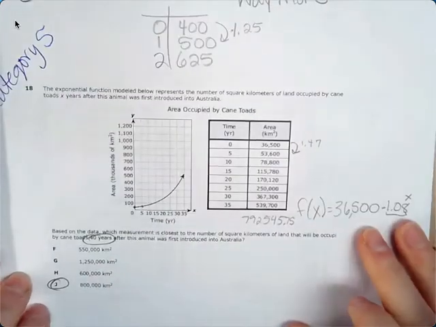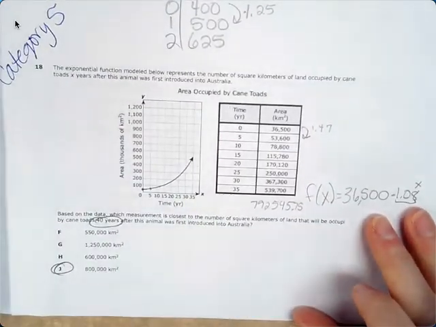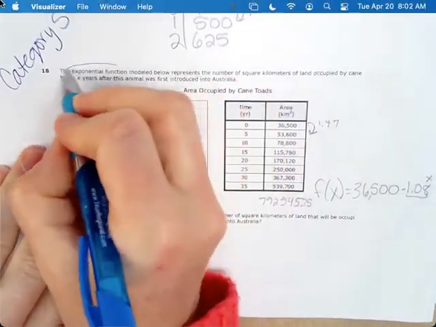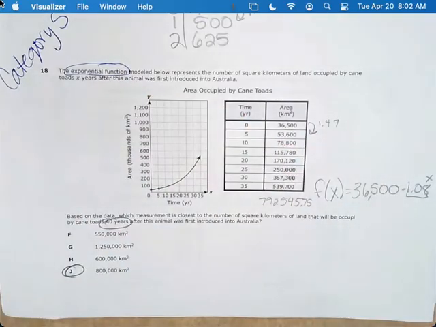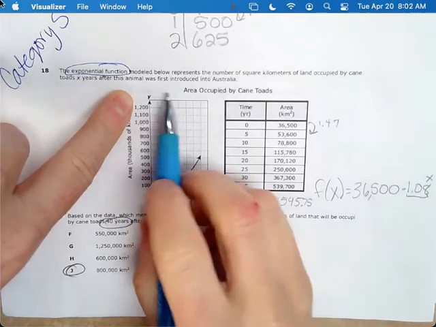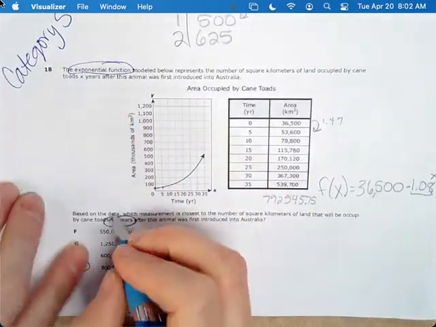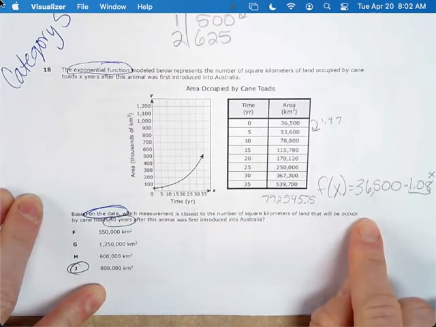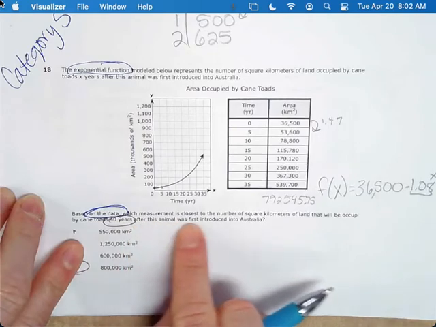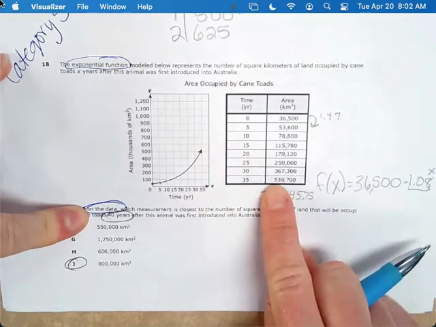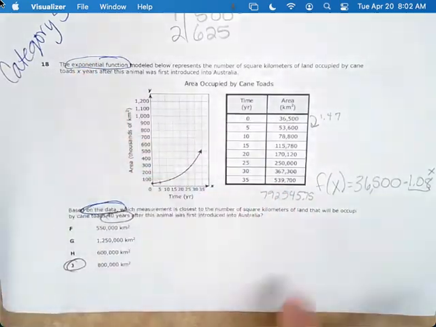So now let's look back at category 5. You've already turned this in. So we'll just look at it, and it tells us the exponential function. So we know we're dealing with the exponential function. The model below represents the number of square kilometers of land occupied by cane toads X years after the animal was first introduced. Based on the data, which measurement is closest to the number of square kilometers of land that will be occupied by the cane toad 40 years after this animal was first introduced into Australia? So we have data, we have a chart, a table, and it's an exponential function.